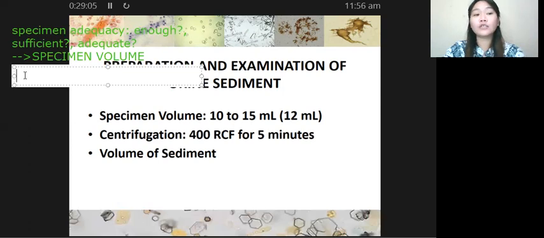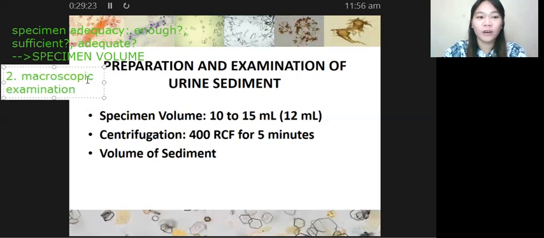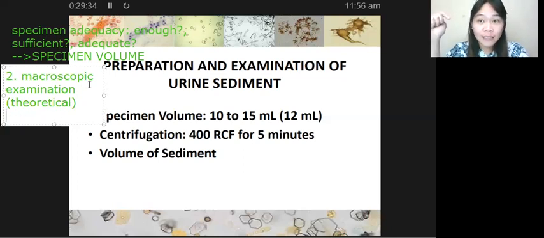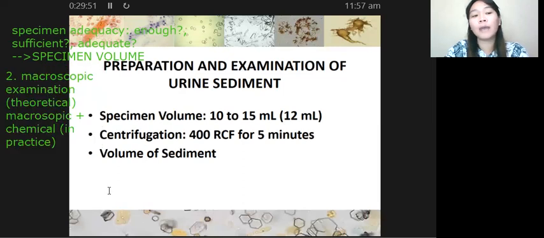The next general procedure that you have to perform is, of course, your macroscopic examination. Okay? So ito po ang sinasabi sa atin ng ating mga references. So you have to perform macroscopic examination before you proceed to your microscopic examination. Okay? So ilagay ko lang, ito ang theoretical. Theoretical kasi ito yung sinasabi ng ating mga libro. Okay? Pero in practice, ang ginagawa po natin is we perform macroscopic examination plus your chemical examination. Ito ang ginagawa natin in practice. Okay? In practice. Ayan. So may I just explain po.